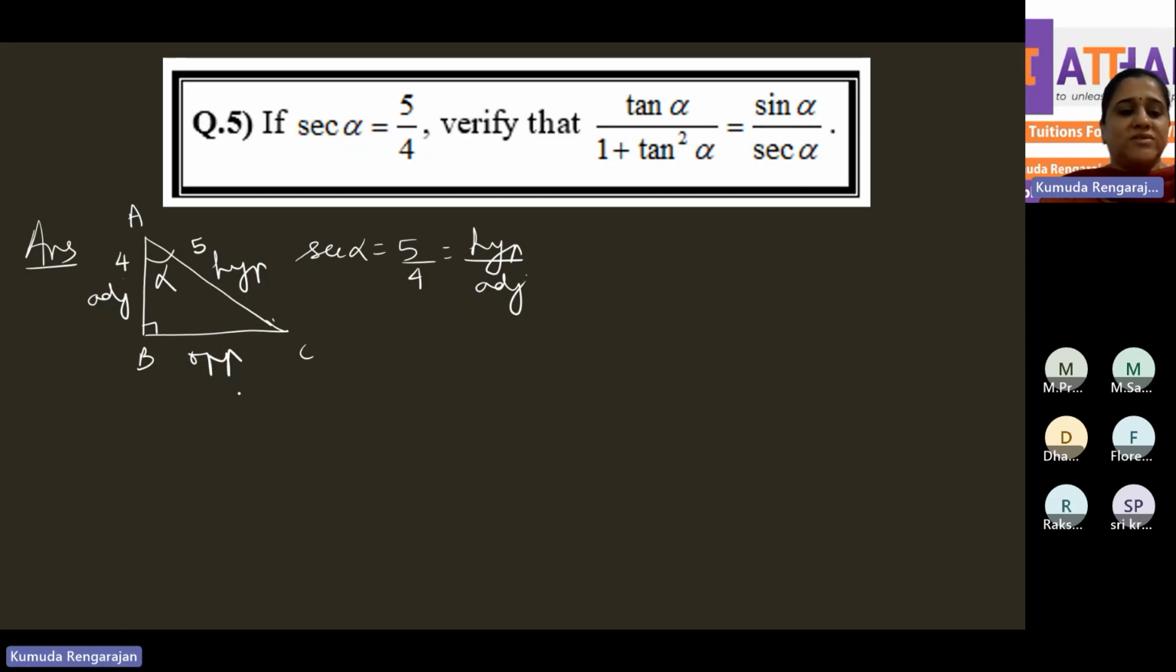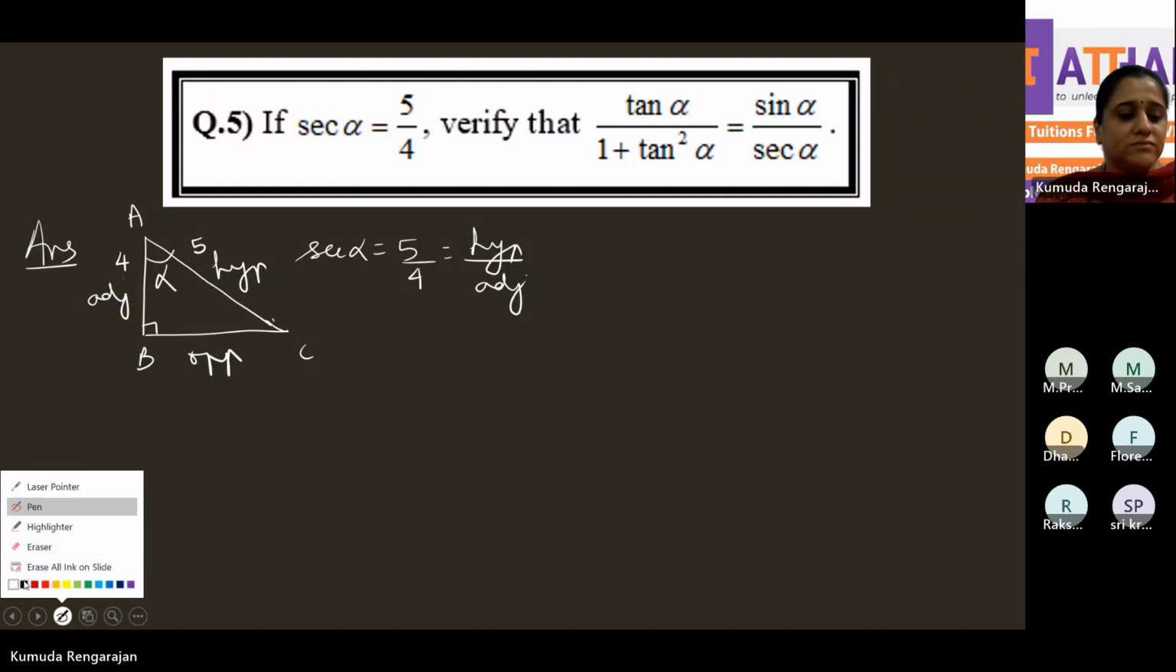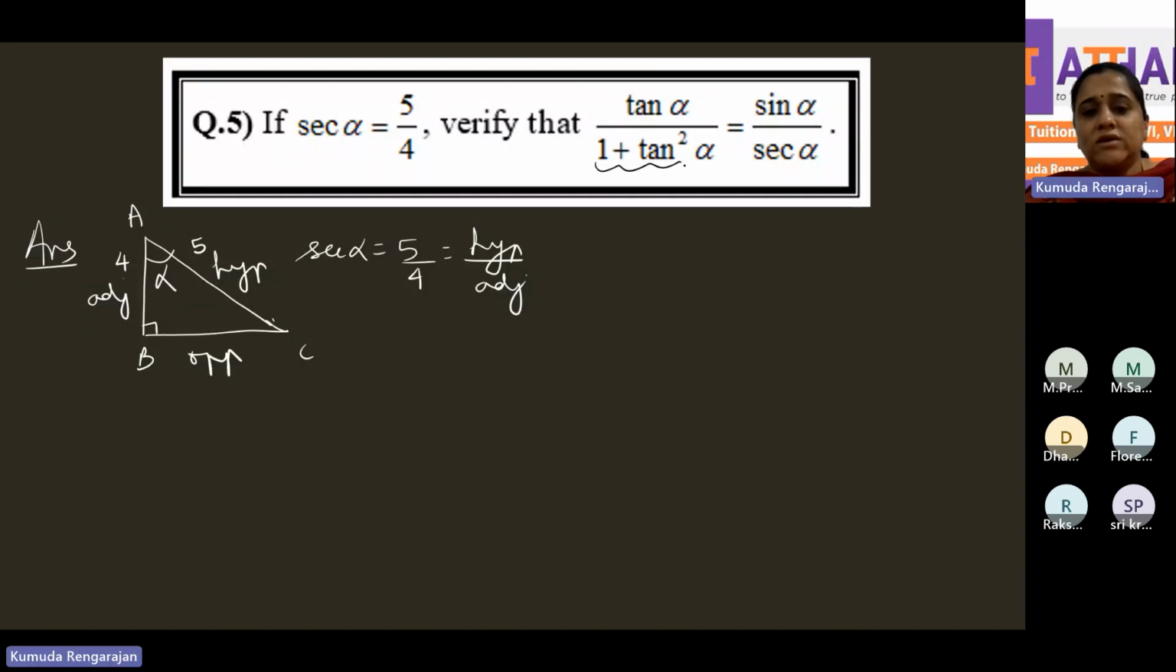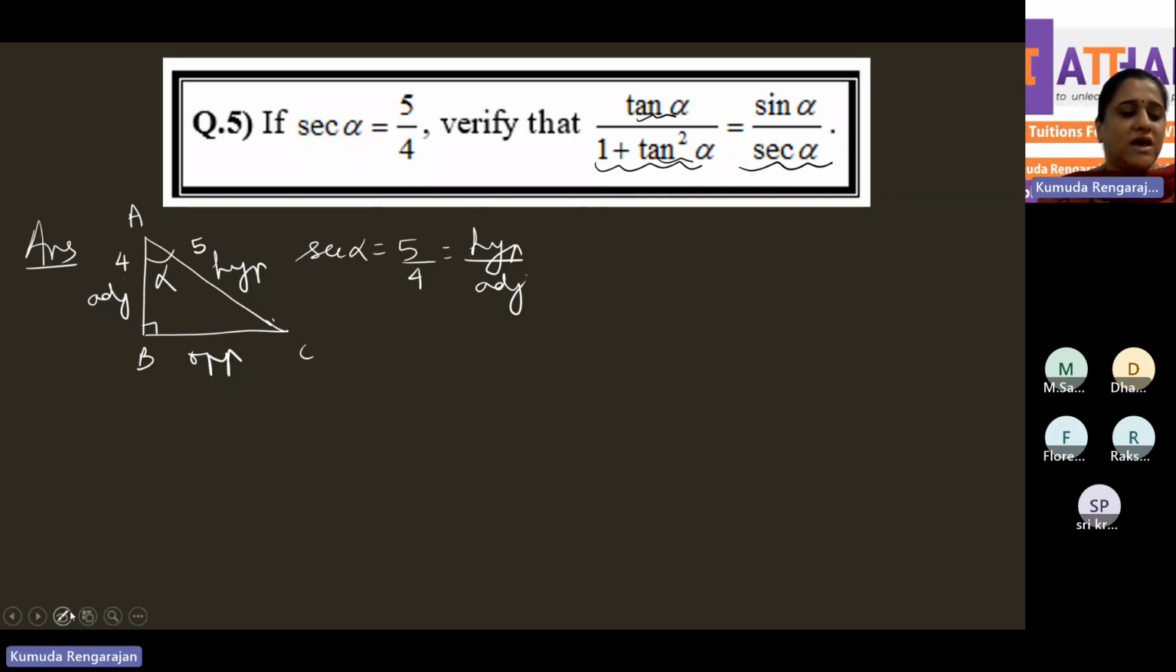Now you'll find the opposite side using Pythagoras theorem. All right, so you'll get 3 there. Now what you must do is verify that this one is equal to this one. So you should find the value of tan alpha and tan square alpha and substitute here. Then you should take up this side. So you should work LHS and RHS separately.